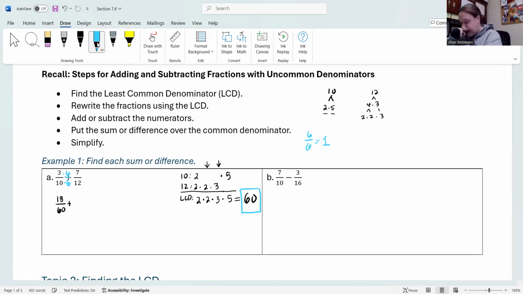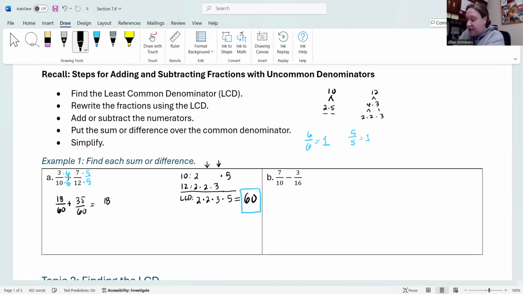Now my second fraction has a denominator of 12. What would I multiply 12 by to get 60? Well, I would have to multiply 12 by 5. But again, if I multiply the denominator by 5, I have to multiply the numerator by 5 because that gives me that weird form of 1. 5 divided by 5 is really 1. So I'm technically multiplying 7/12 by 1. Multiplying by 1 doesn't change the value. We're simply changing the appearance. We're making these two fractions something that we can work with. So my second fraction becomes 35 over 60.